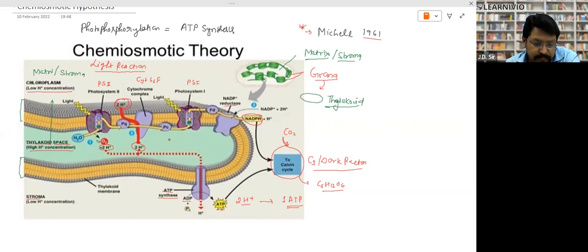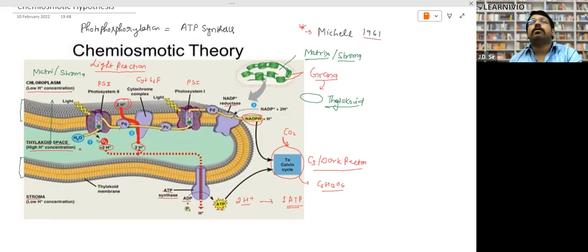Now what will happen because of the passage of electrons through these cytochromes? All these cytochromes are found in the membrane of thylakoid, right? Due to the passage of electrons, more hydrogen ions are pumped into the lumen of thylakoid. Now there is a concentration gradient between the lumen and the outside, the stroma. So the stroma will have low hydrogen ion concentration and the thylakoid space will have high hydrogen ion concentration.